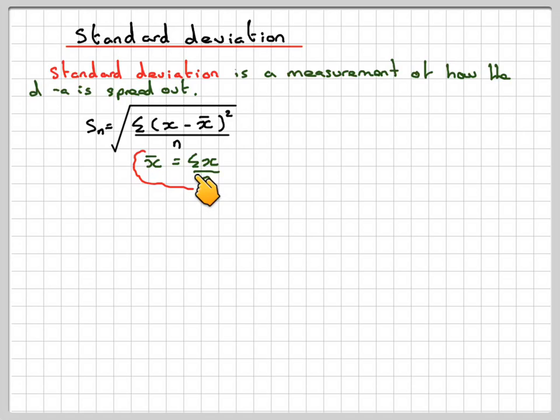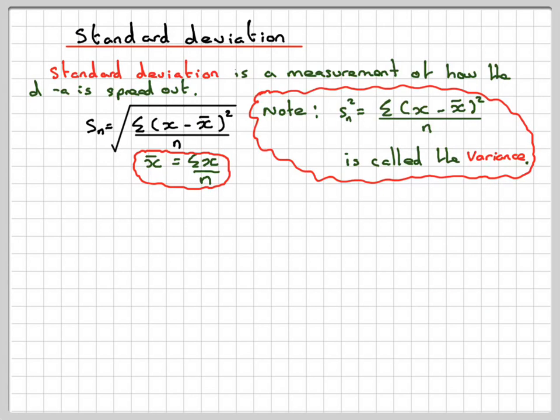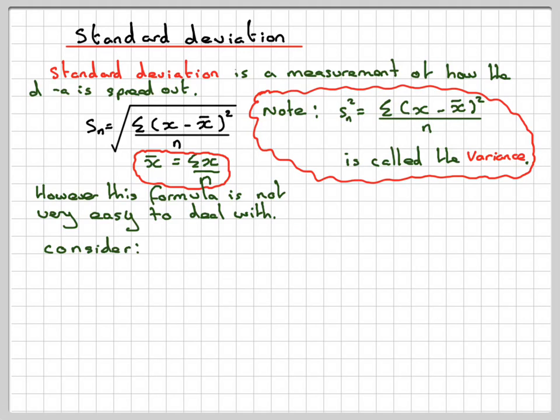Now the mean is obviously you add all the bits of data up and divide by the number of items. Note that if you were to square this, you get what's known as the variance. One of the problems is that this formula is not very easy to use, so let's just consider the variance. Sn squared is the sum of x minus x bar all squared over n, and from our algebra, we can expand that.